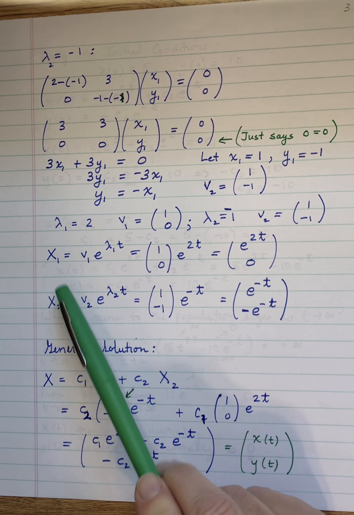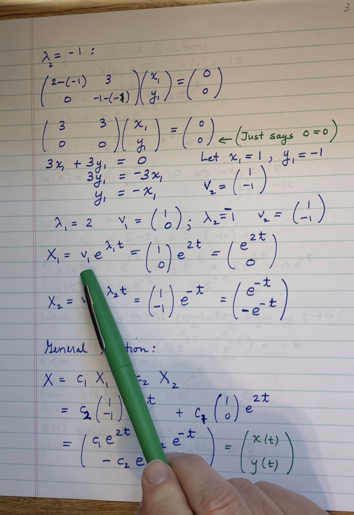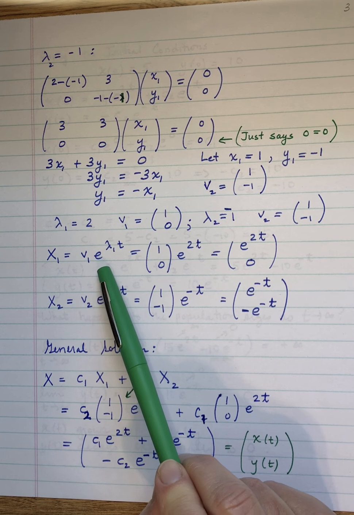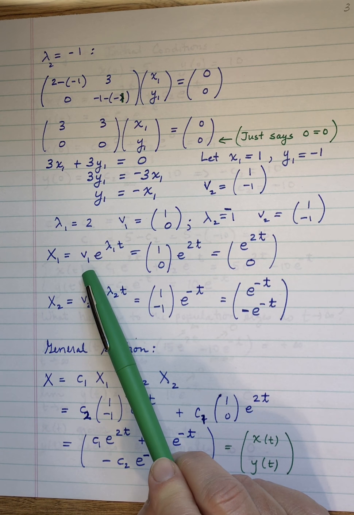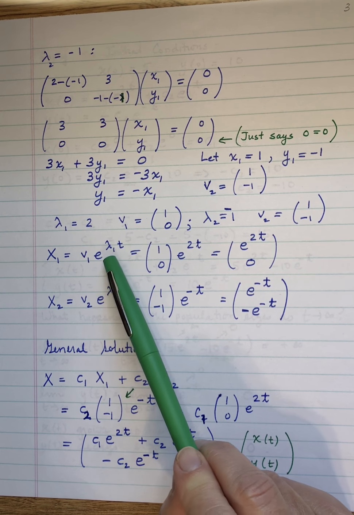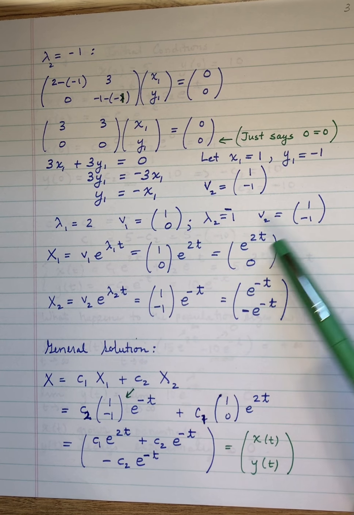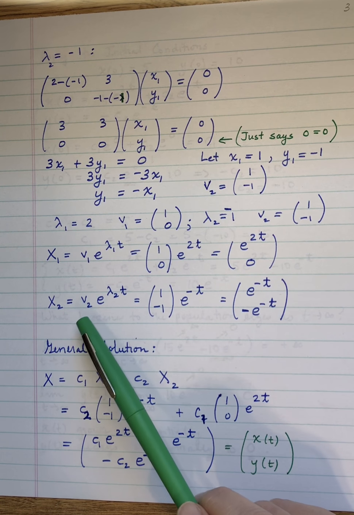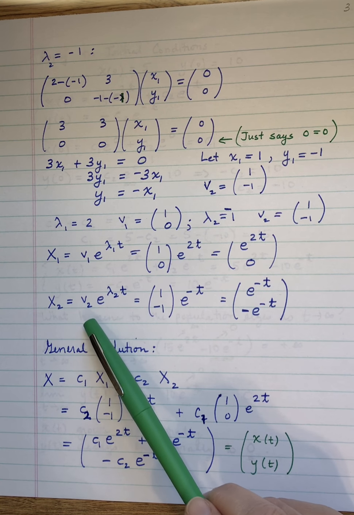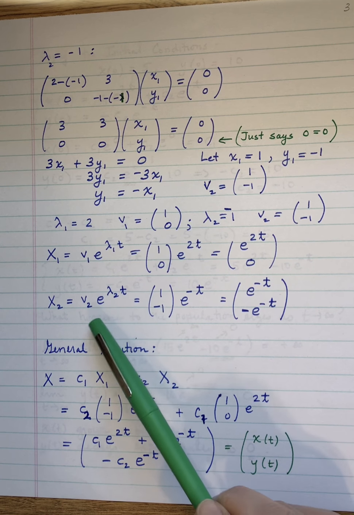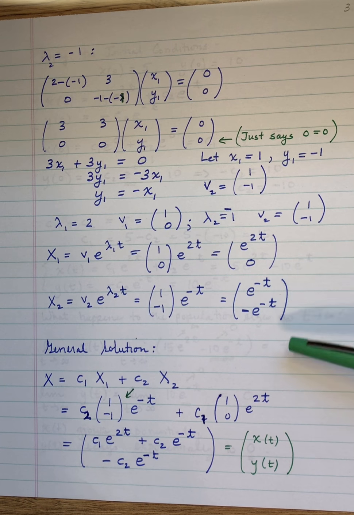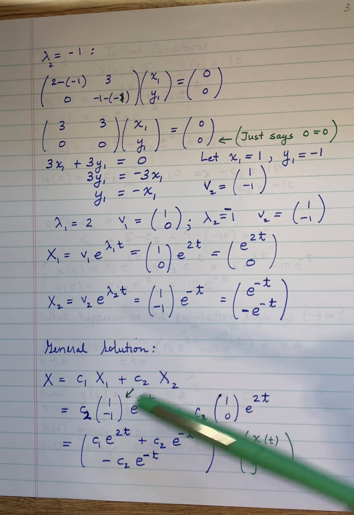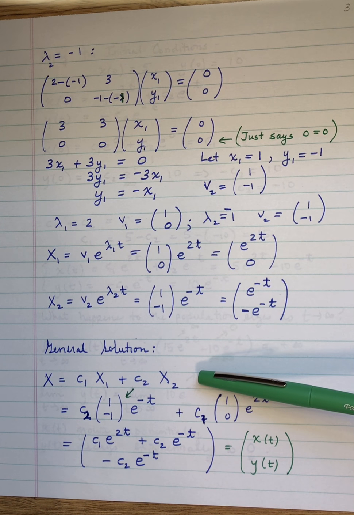So if we put together our solutions, remember the solutions are the vector, eigenvector times e to the eigenvalue times t. So here's our vector v sub 1, e to the 2t. You can multiply it through if you'd like. For the second solution, v sub 2, e to the lambda sub 2 t. Here's v sub 2. Lambda sub 2 is -1, so e to the -t. So we get this. Now I inadvertently wrote these in the opposite order, but this is your general solution.